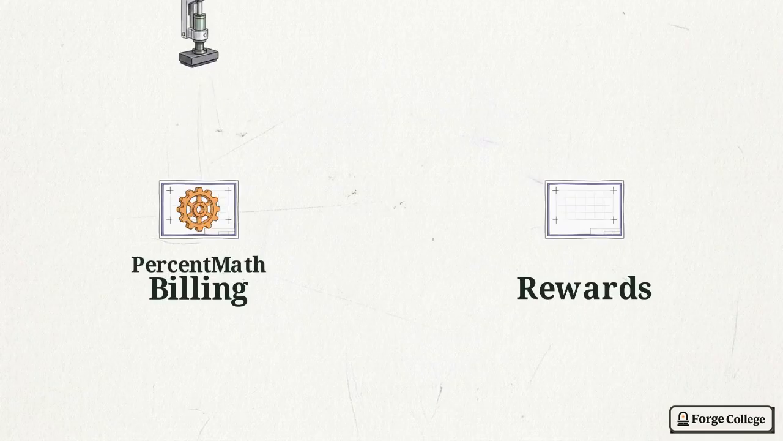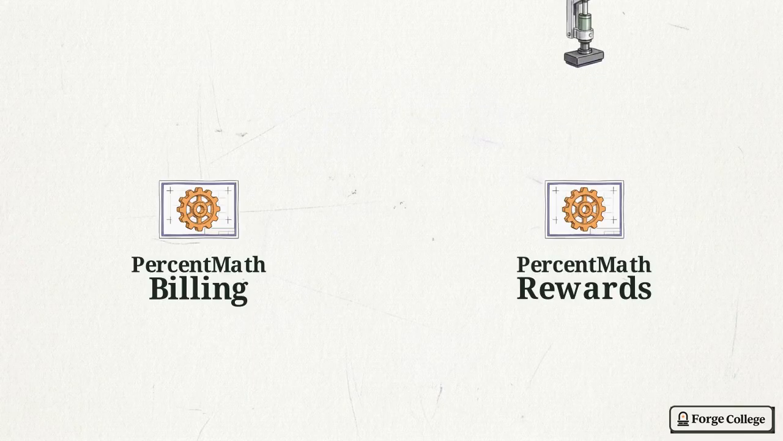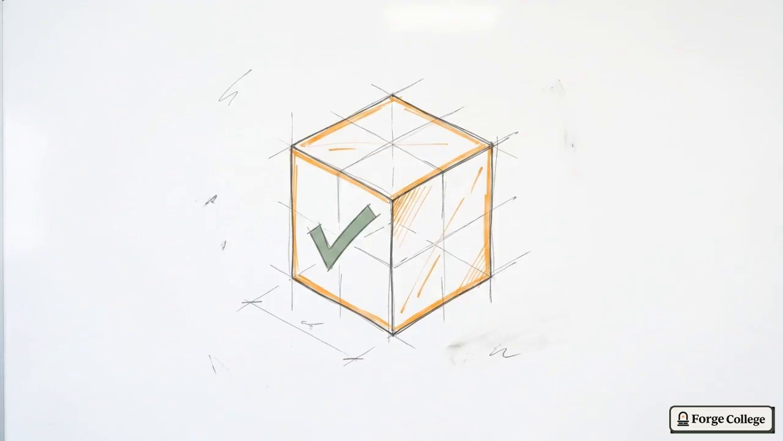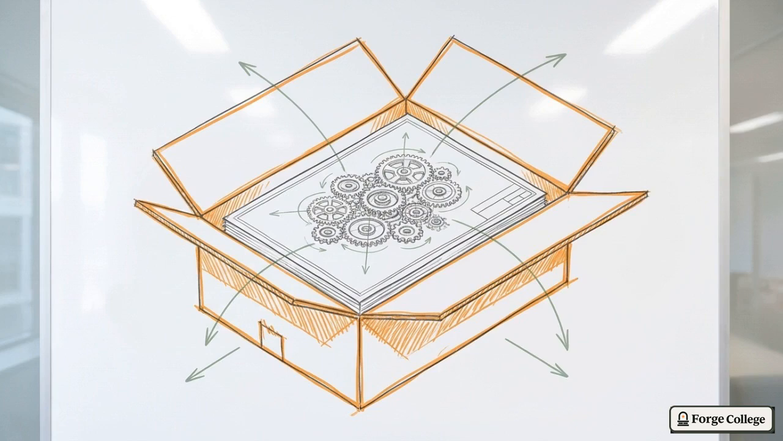The compiler takes the PercentMath logic and directly inlines the contract's internal instructions onto both the billing and rewards blueprints at the moment the design is finalized. The advantage here is total simplicity. There are no extra deployment steps. The contracts just contain everything they need to run right out of the box.